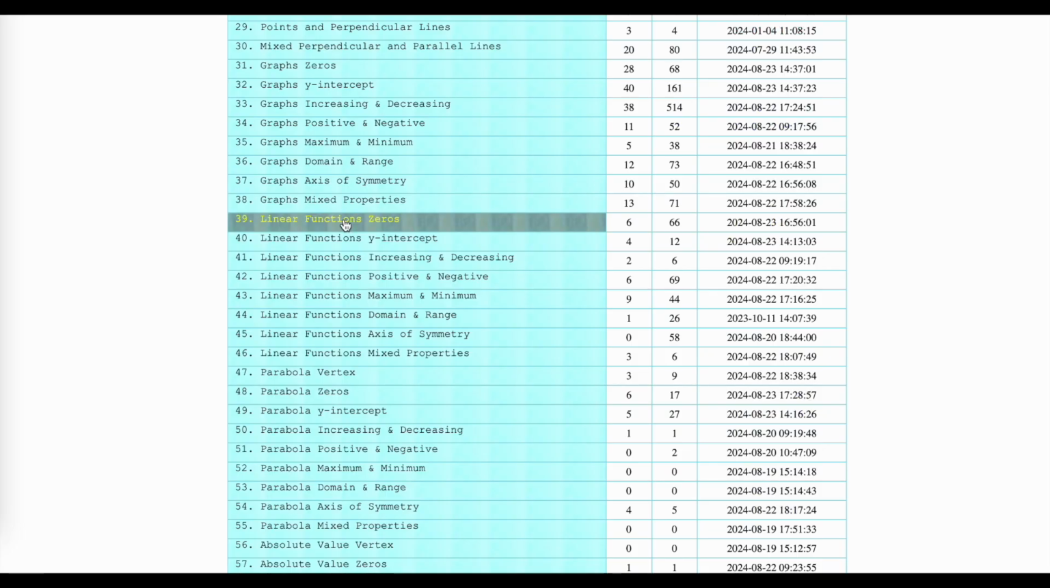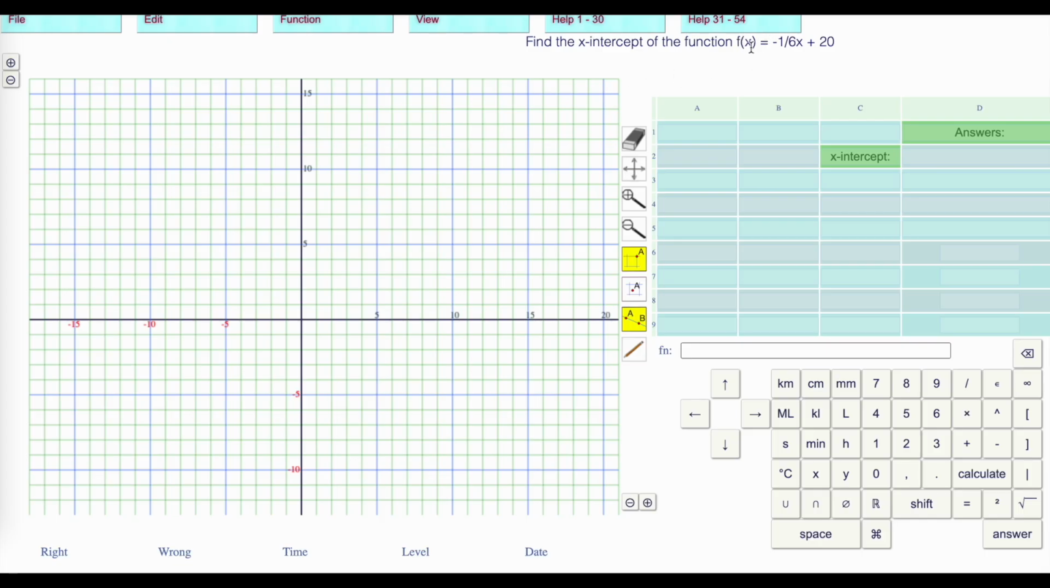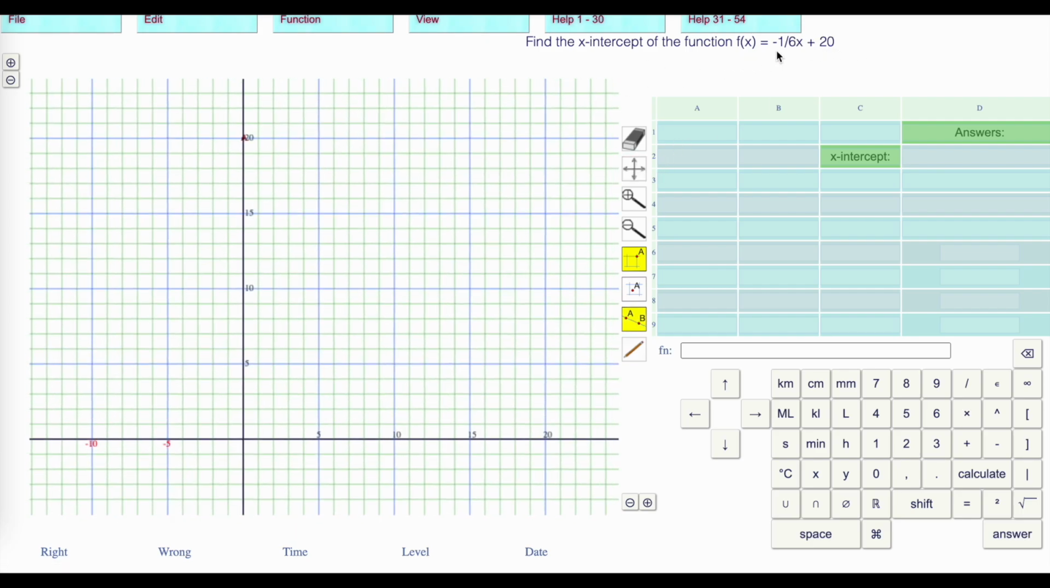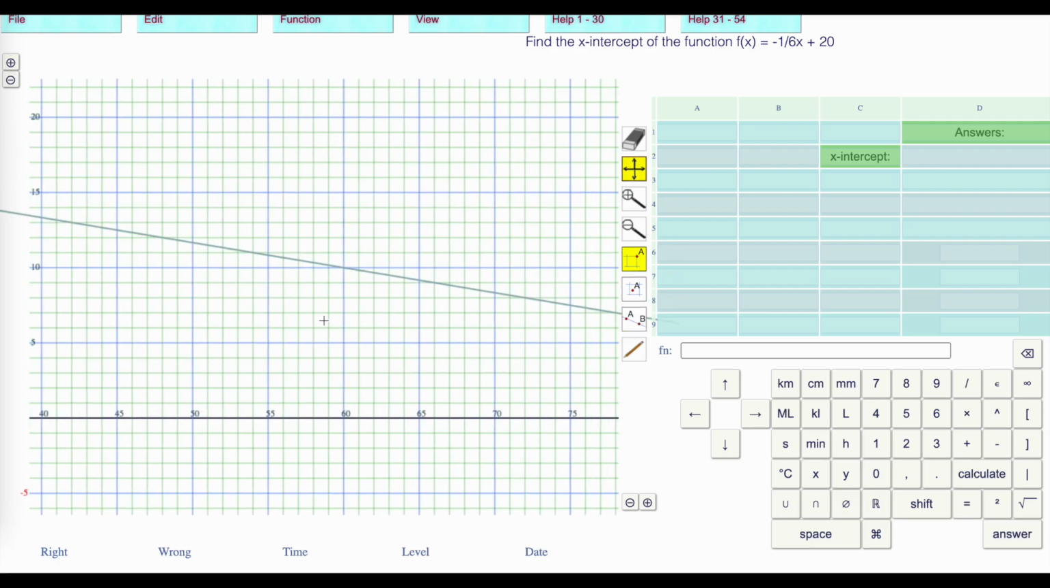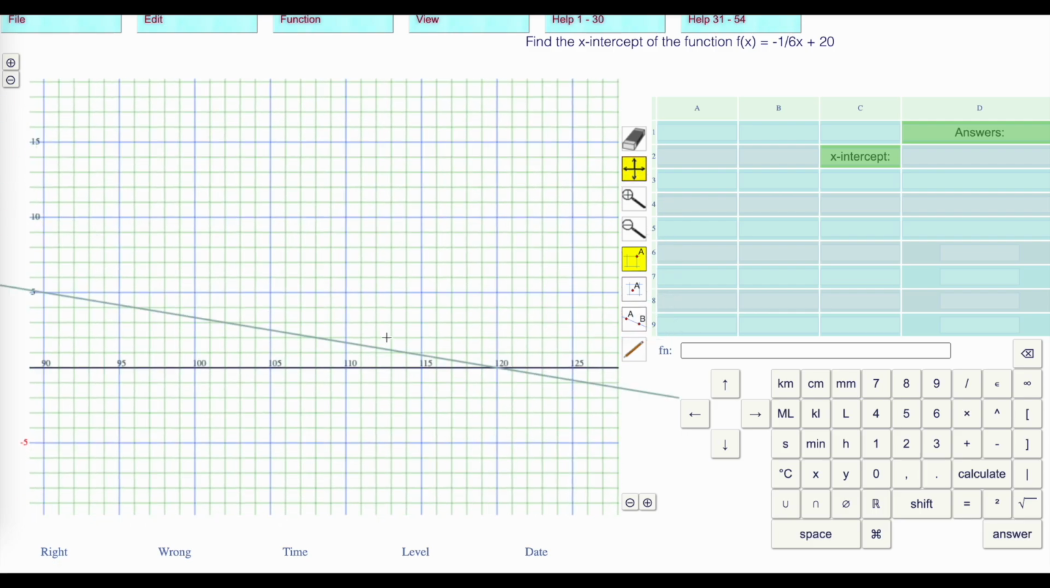Let's look at the zeros first. Here we have f of x is equal to negative 1/6 x plus 20. The b value is 20. The slope is negative 1/6: delta x over 6 and delta y down 1. This is our graph. It is crossing the x-axis at 120. We can read it off like that, or we can do a calculation.